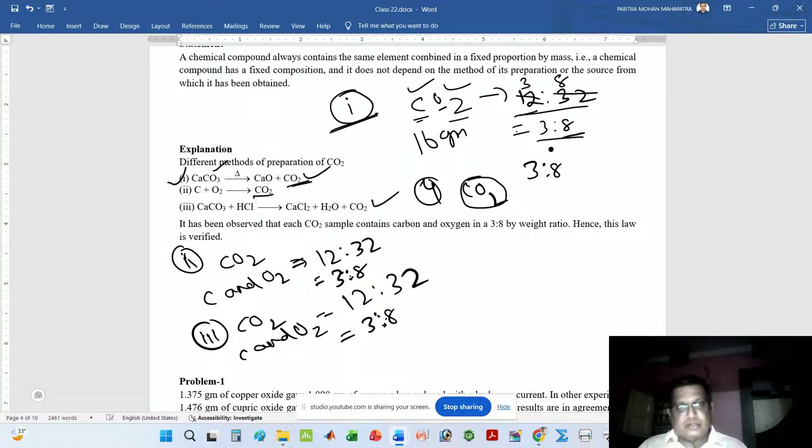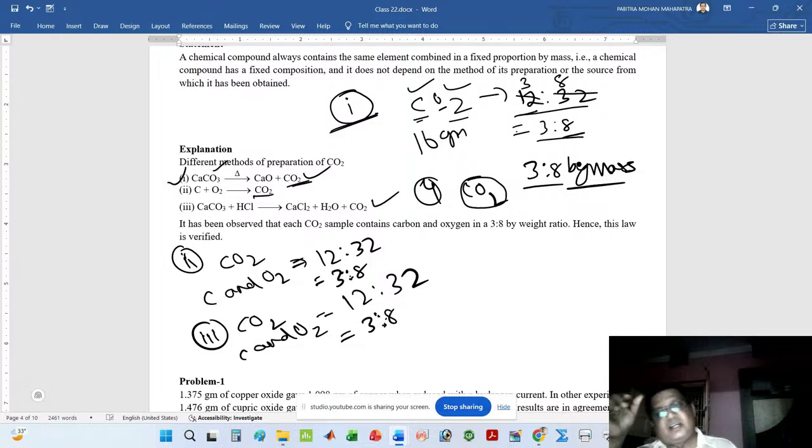You can use any type of method for the preparation of carbon dioxide. The carbon dioxide formed in each method must maintain the ratio, that is 3 is to 8 by mass. That means every carbon dioxide produced from a different method has a constant ratio, that is 3 is to 8.